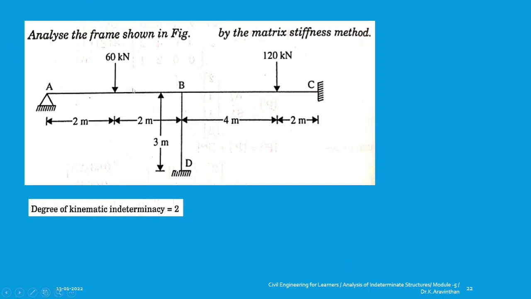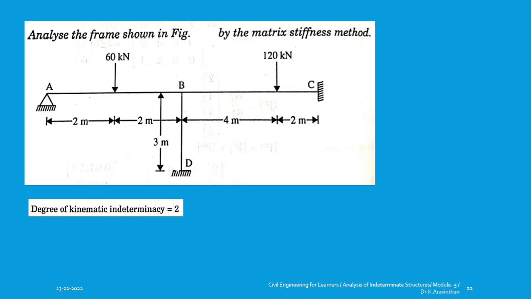In this problem you will be getting 3 moments at joint B, that is B to A, B to C and B to D. So these are the 3 members connected to joint B. After finding the answer, if you add all 3 moments you will get 0 at joint B. So this is known as partially hinged. Okay. And now EI is not given separately and you can take it as a constant. Here you have to analyze the frame shown in figure by matrix stiffness method. You have 2 point loads and in the column you do not have any load.